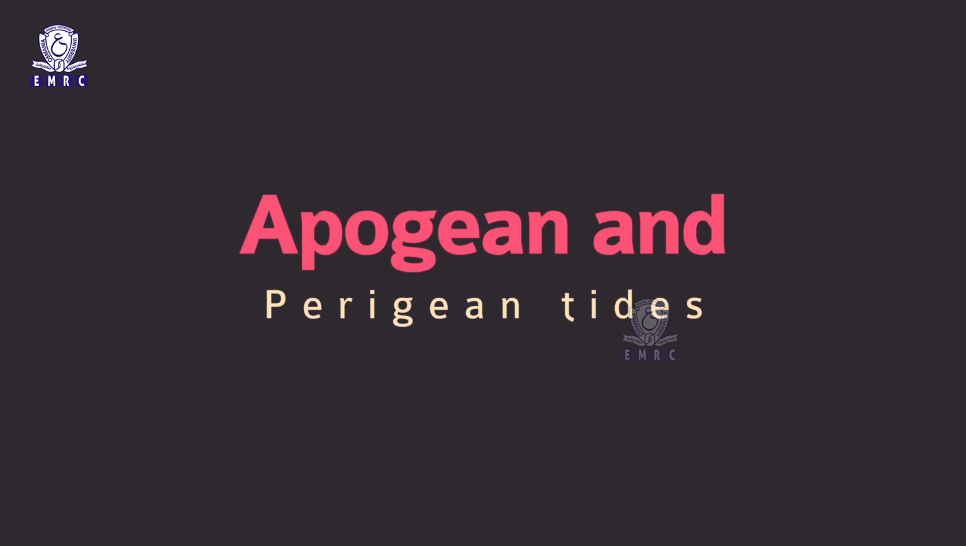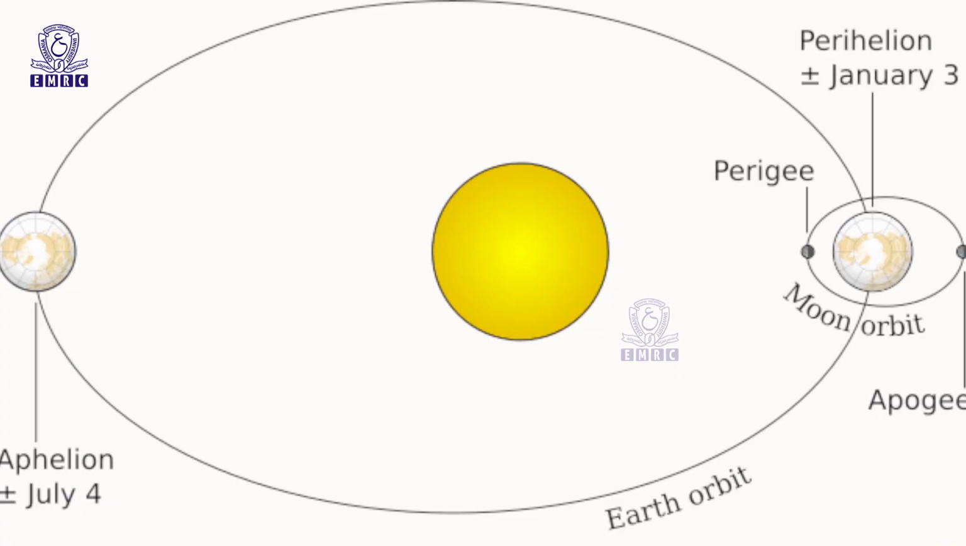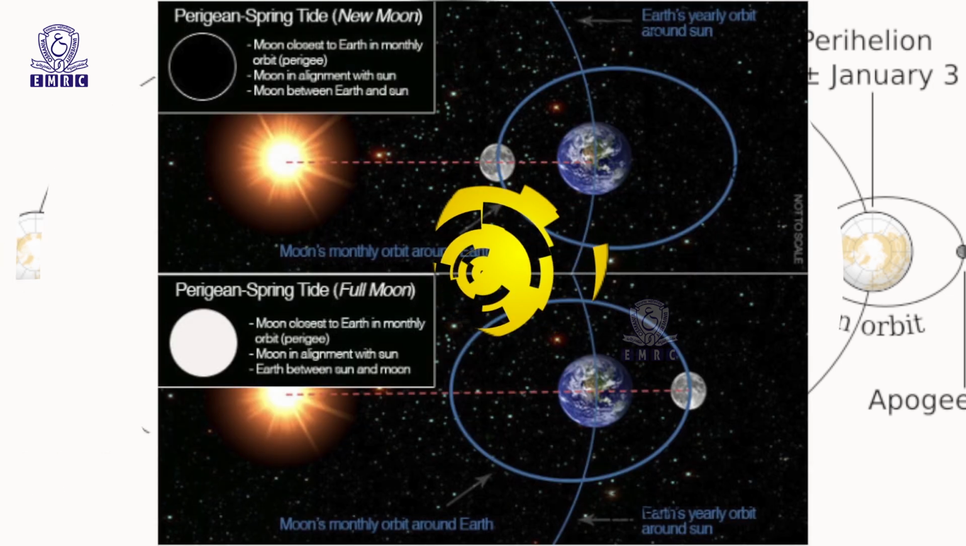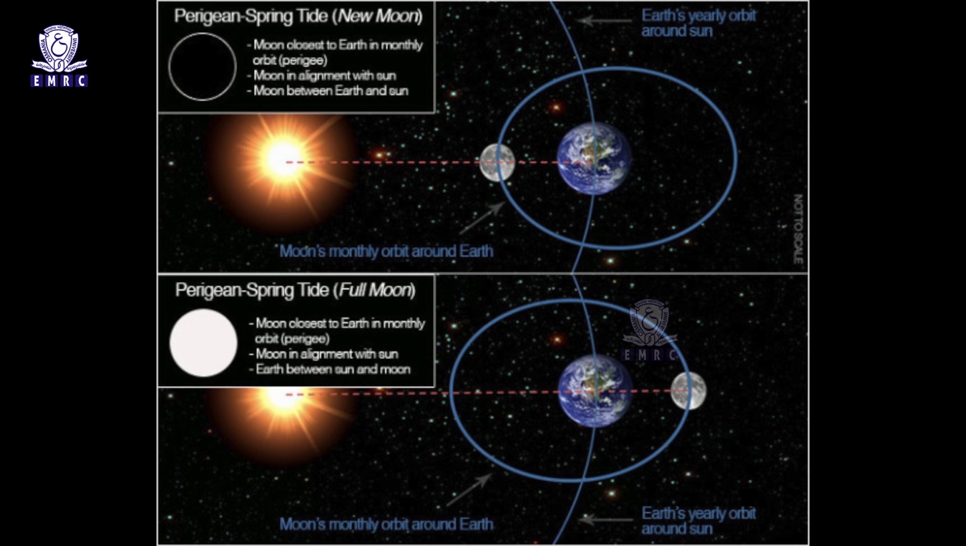Epogean and perigean tides. The nearest position of the moon to the earth is called the perigee, when the distance between them is 3,56,000 kilometers. The tidal force of the moon is most powerful during this position and hence high tides are caused. Such tides, called the perigean tides, are 15 to 20% higher than the normal tides.